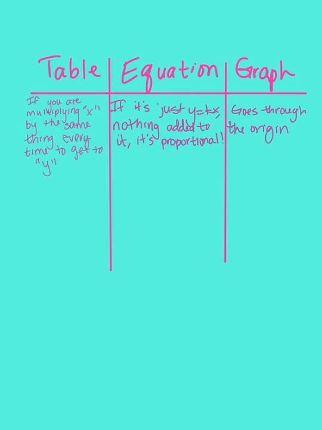So all of these, if they make a line, if you're multiplying x by the same thing every time to get to y, and you see that in the table, you know it's proportional. If it's the equation and it's just y equals kx, nothing's added to it, it's proportional. And when you look at the graph, if it goes through the origin, and of course it makes a straight line, then it is proportional. So that's how you can tell if it's a proportional relationship or not.